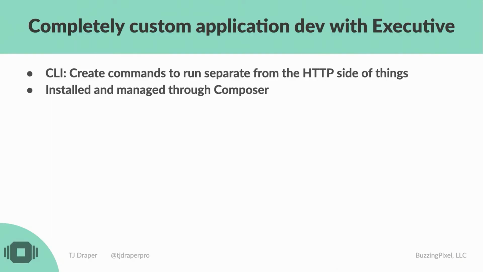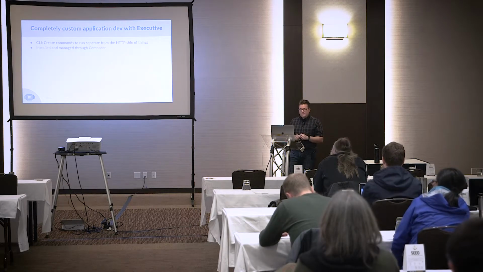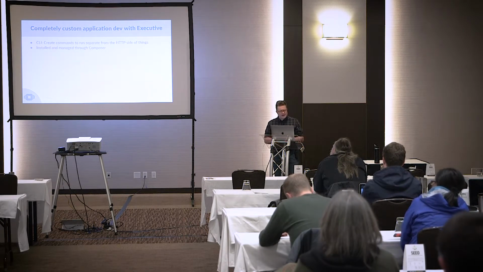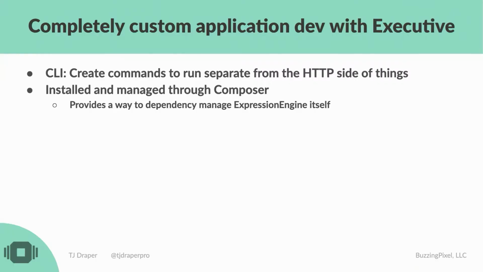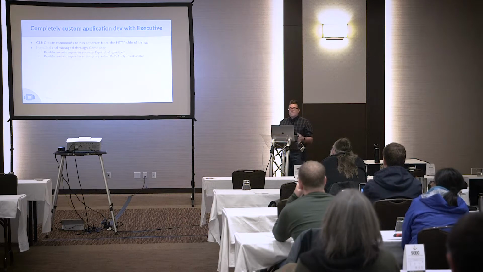Executive is installed and managed through Composer. You can do composer require buzzing pixel executive, and then it will be installed in your application, and then you'll have to do a little bit of setup. It provides a way to dependency manage ExpressionEngine itself. Because ExpressionEngine is not registered in packages.org and does not have a composer.json file, I've built that into Executive, so that you can keep ExpressionEngine out of your own GitHub, and it becomes a dependency, right? So that you're only committing the code that you wrote, your domain code, your application code.